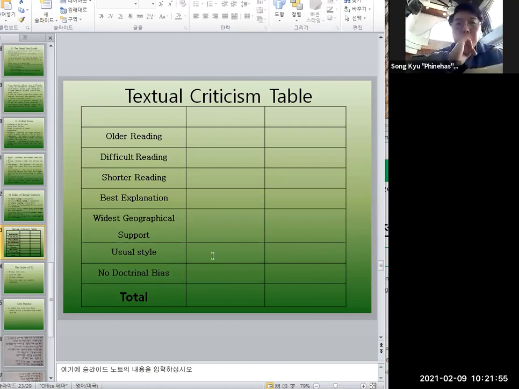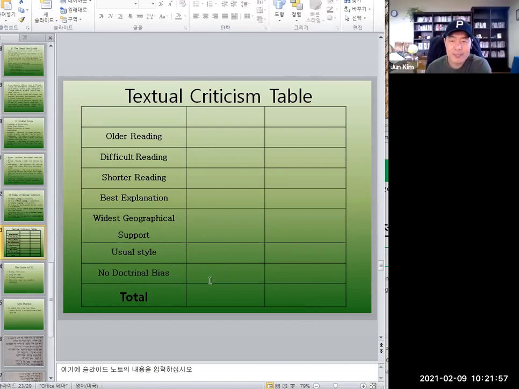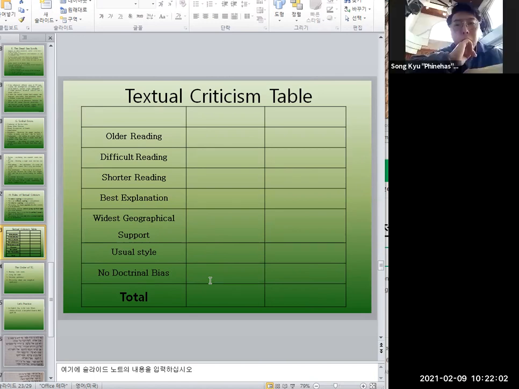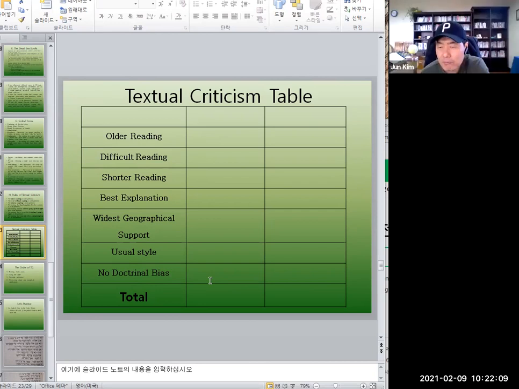Okay? And then no doctrinal bias. Which one has no doctrinal bias? I think we cannot really see any big difference here in terms of doctrinal bias. Okay? So then, which one is taking much more support? I think BHS in this case.